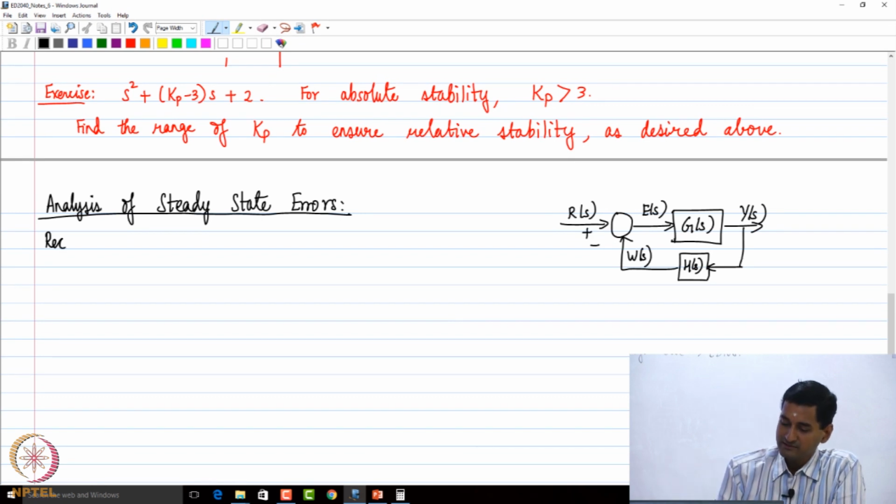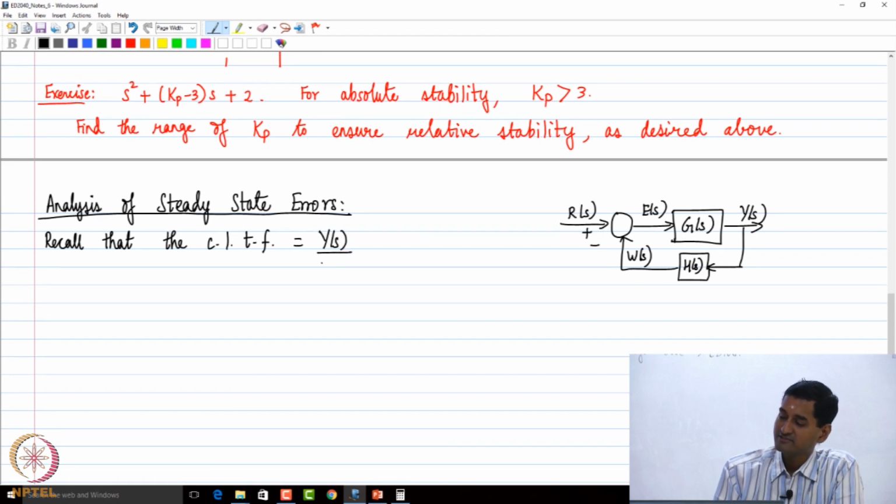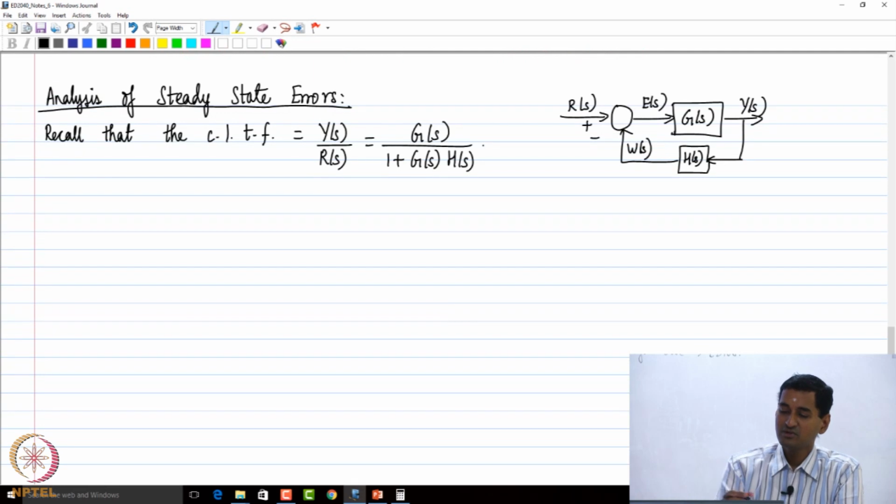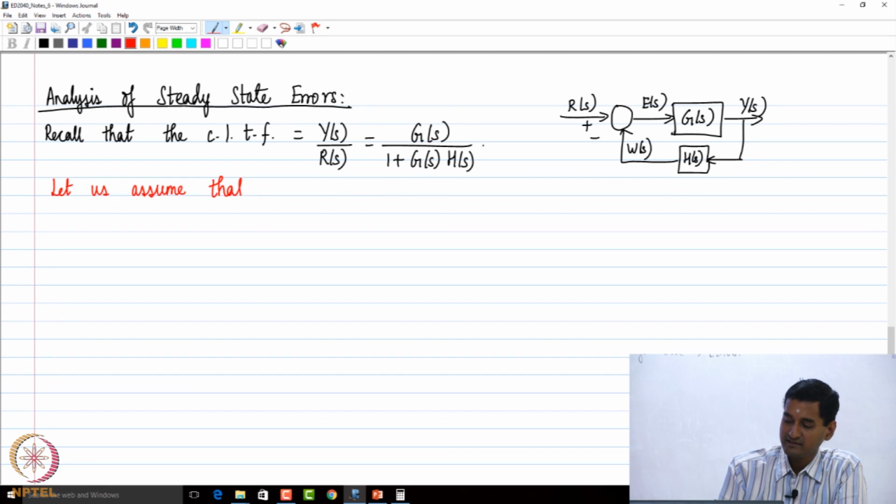So, recall that the closed loop transfer function is essentially equal to Y of S divided by R of S, and what was the expression for that? It was G of S divided by 1 plus G of S H of S. So, that was the expression for the closed loop transfer function. Now we are going to make an important assumption. Let us assume that the closed loop system is stable.